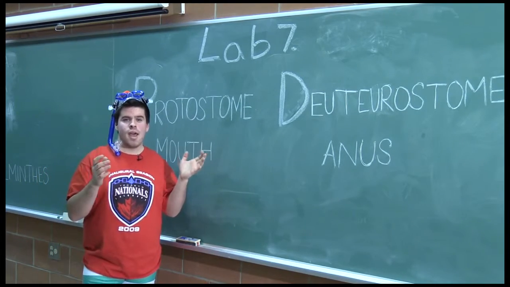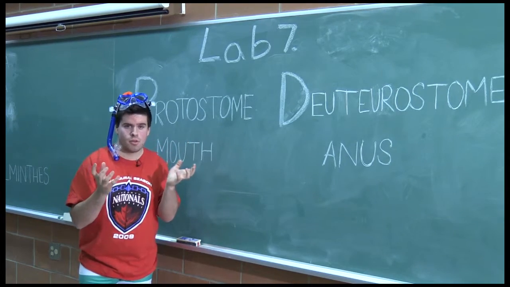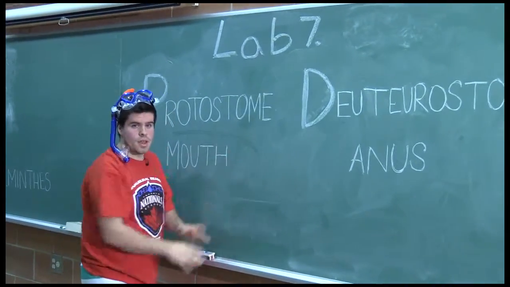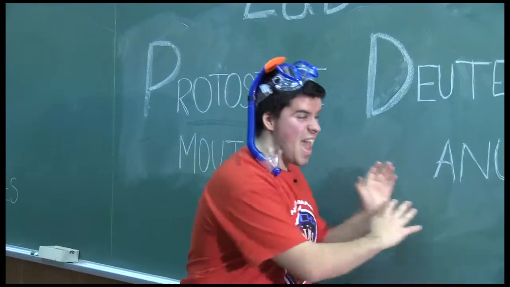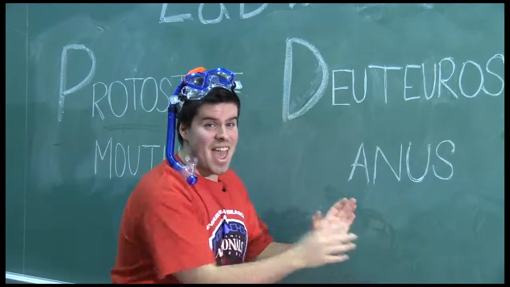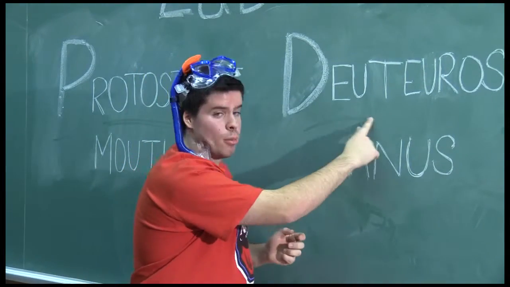The first way is the development of the mouth. That's right, the mouth forms first. This is known as protostome. The second way is, this time, the anus forms first. Yes, that's right, I said anus. These are your deuterostomes.